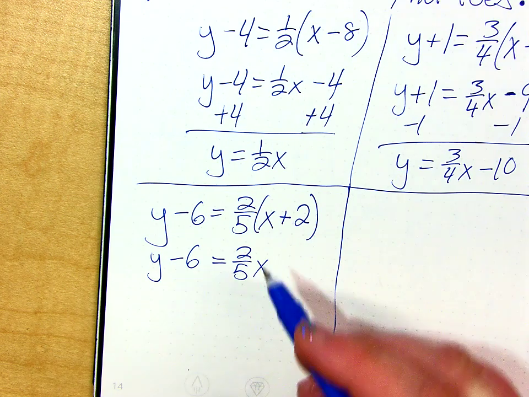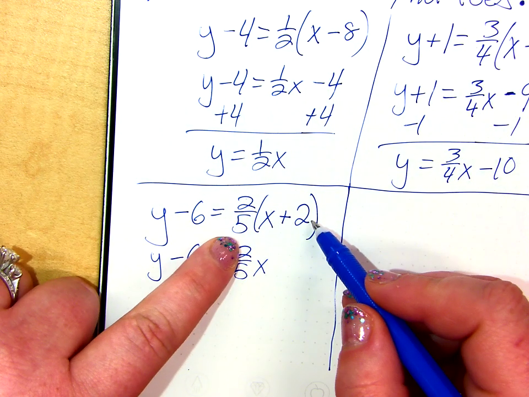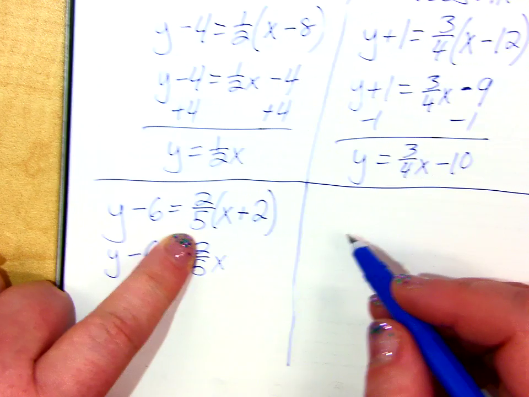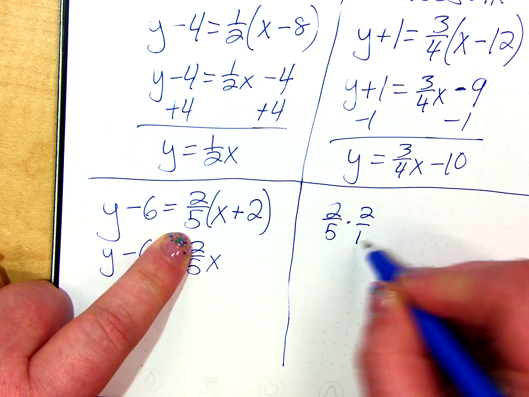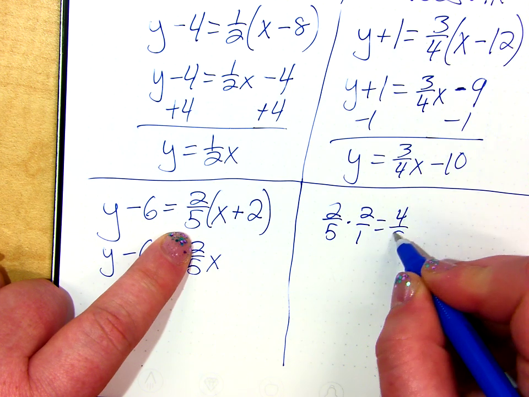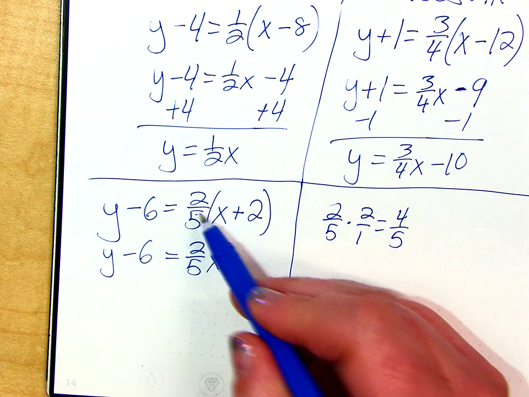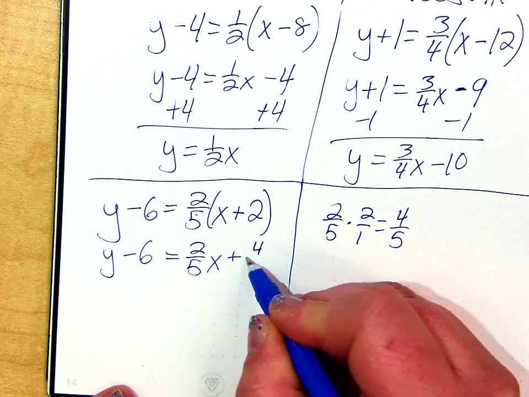I'm doing 2/5 times 2. Right? So let me just jot over here. 2/5 times 2. It's just 4/5, right? 4/5. So if I do that times that, I get 4/5.